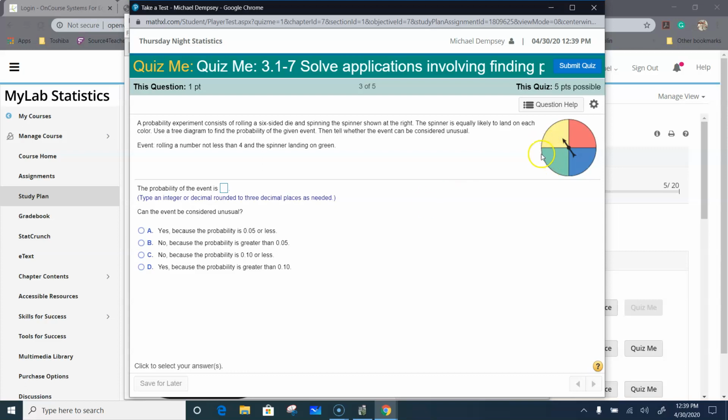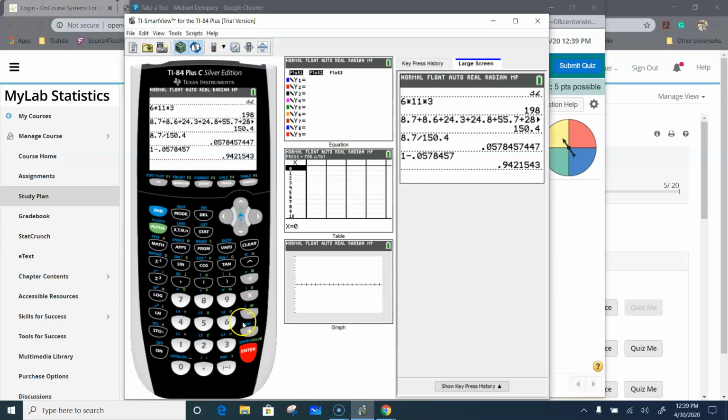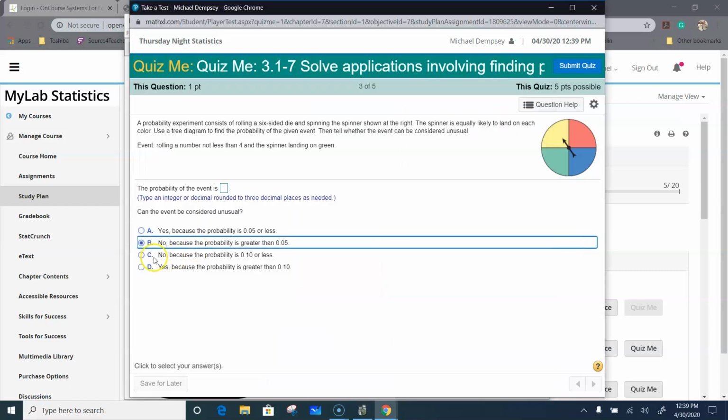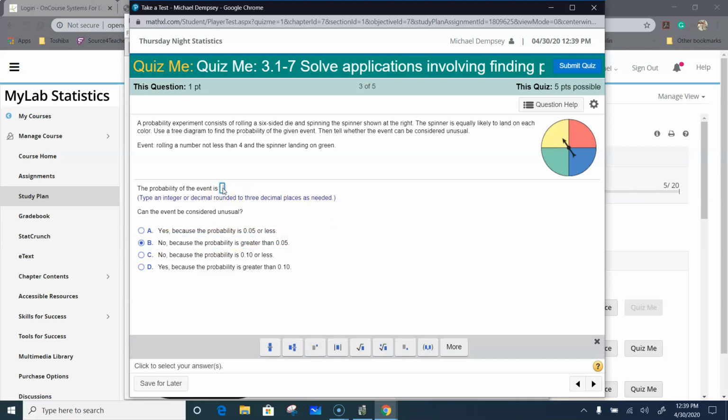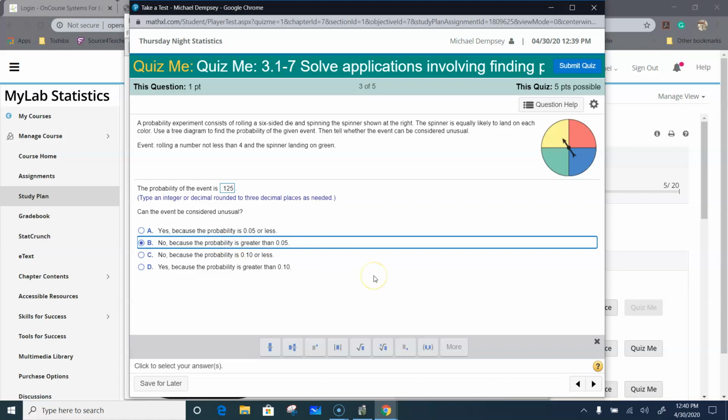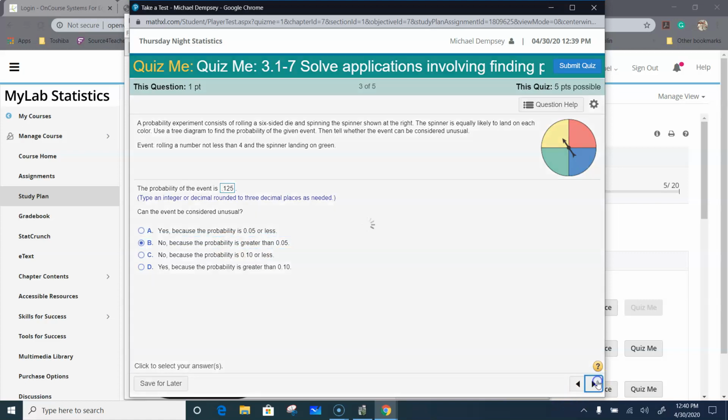And then landing on green. Well, we have a 0.25 chance of landing on green. So that's 1/2, which is 0.5, and we multiply that by 0.25. If this is less than 5%, we consider it unusual. 0.125 is not really unusual, so no, because the probability was 0.125, and that was greater than 0.05, so it's not unusual.